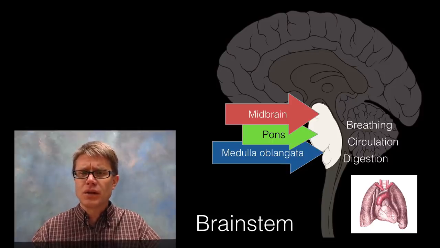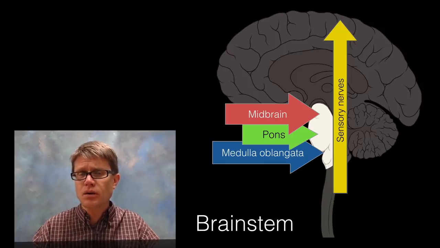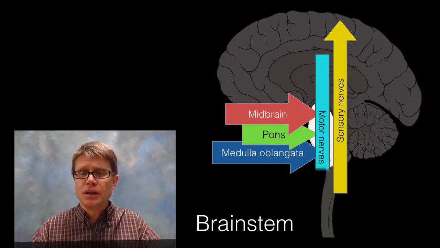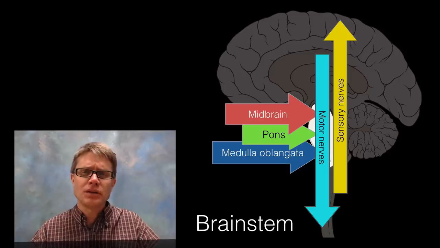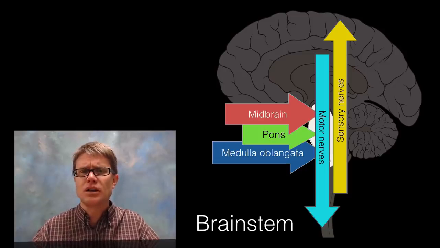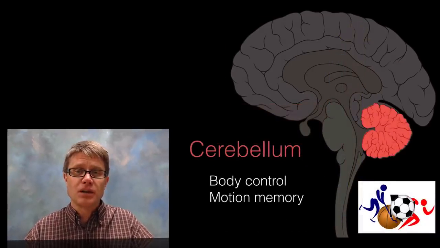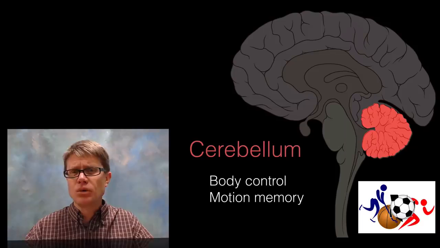What else does it do? Then we have information coming in. We have sensory information, just like that worm did, coming up to the brain, and then we have motor nerves going out. The brain stem is important in routing that information and filtering that information, sending it where it needs to go. What's behind that? We have the cerebellum. The function of the cerebellum is motor control.